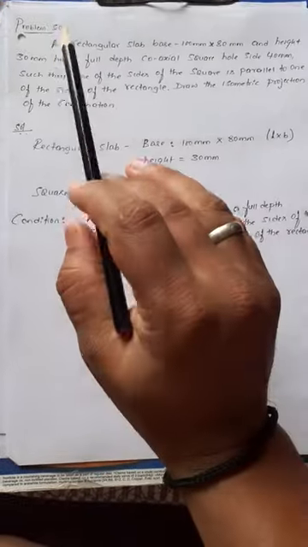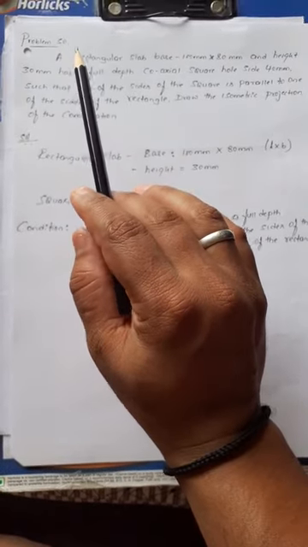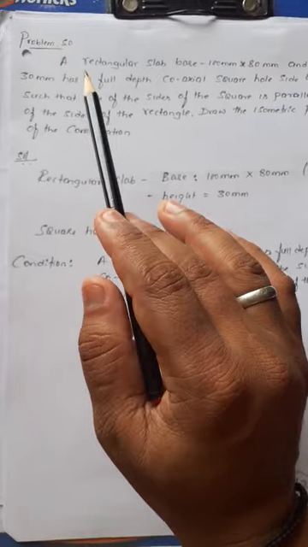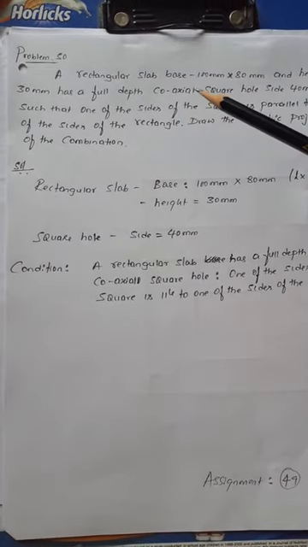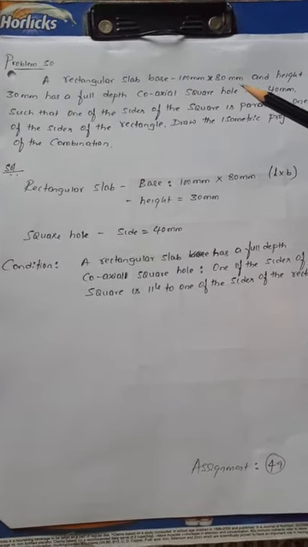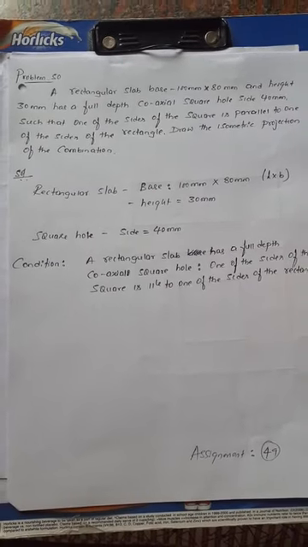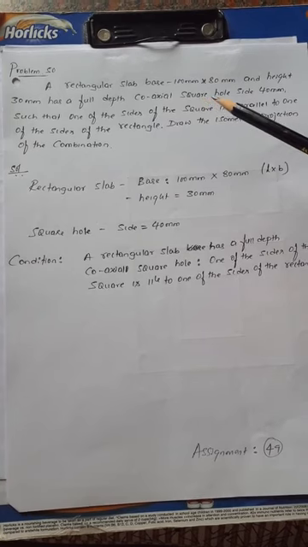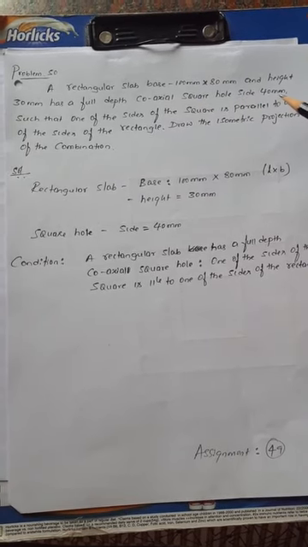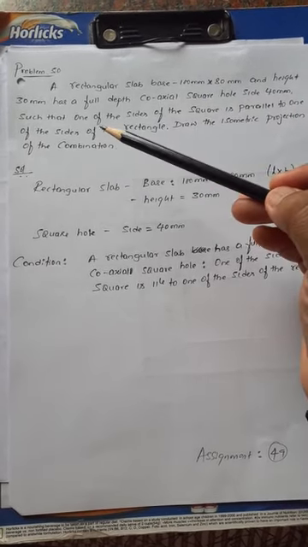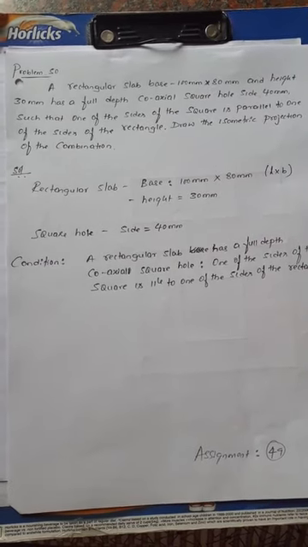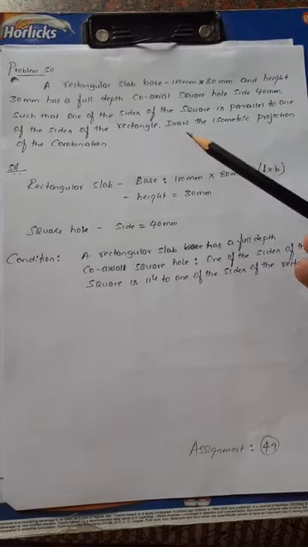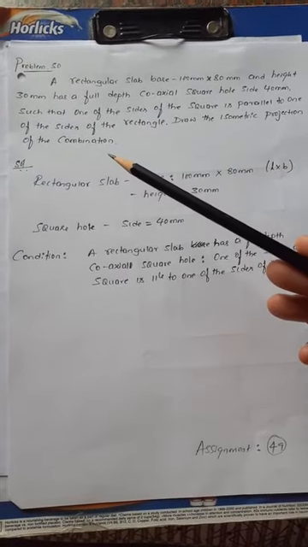And our last problem is problem number 50. A rectangular slab base 100 mm into 80 mm and height 30 mm has a full depth coaxial square hole side 40 mm such that one of the sides of the square is parallel to one of the sides of the rectangle. Draw the isometric projection of the combination.